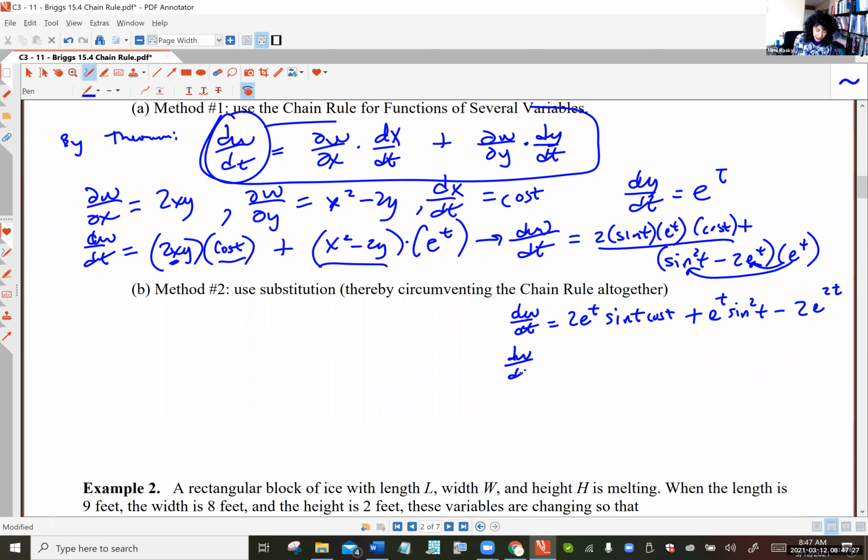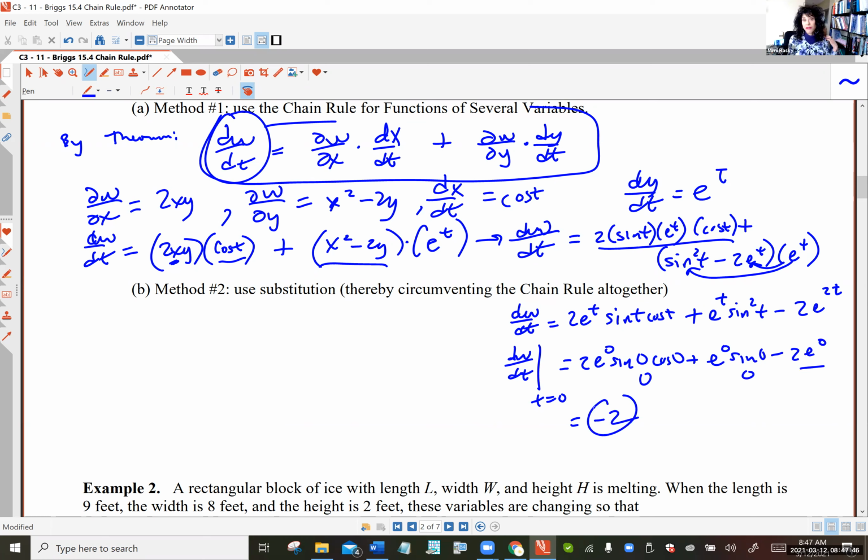And now I'll evaluate that at time t equals 0. So now we're just going to substitute 0 in place of time. And you know the drill. Since sine of 0 is 0, the first two terms are basically going to be zeroed out, and only the last term is going to contribute. So -2 is the final answer. Okay? So that's the chain rule in action. Now, what about method 2? Method 2, I like to think of it as the criminal mind.